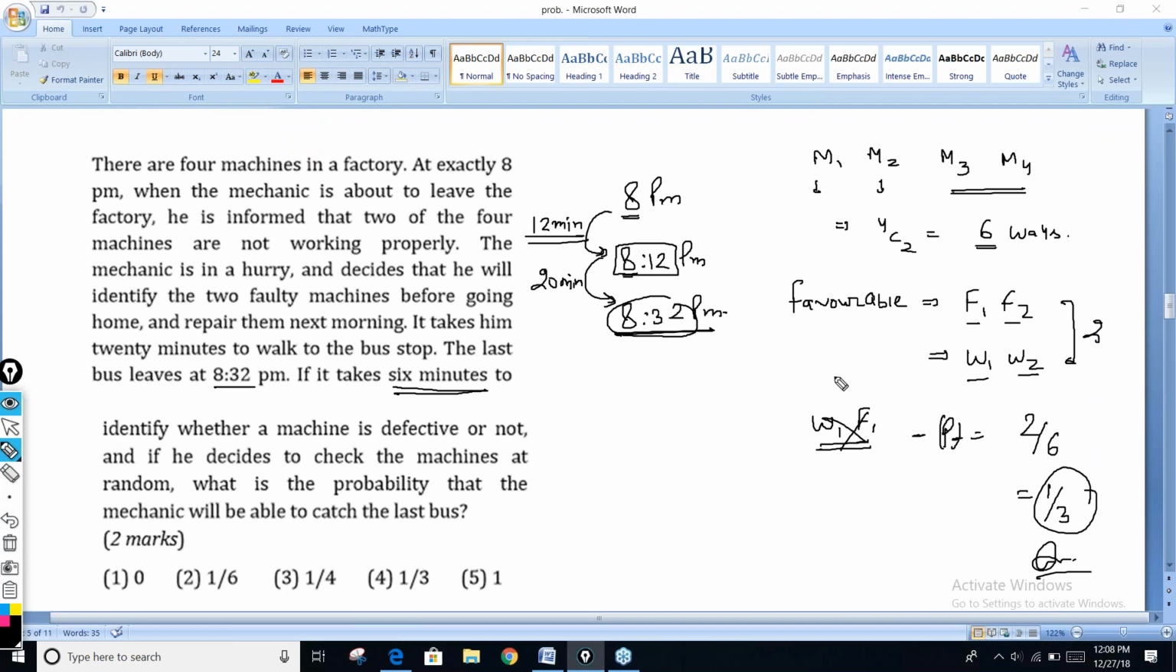Right now it seems simple. It is actually not. It doesn't click like that. So favorable cases are 2 out of 6 cases. So the answer is 1 by 3. That is a good question. Come to the next one.